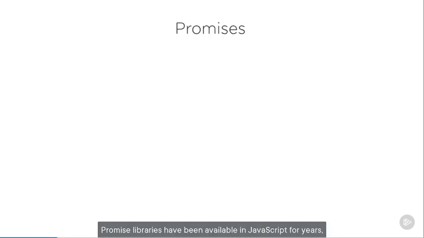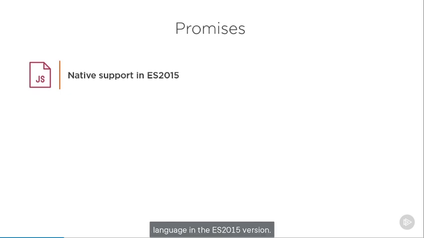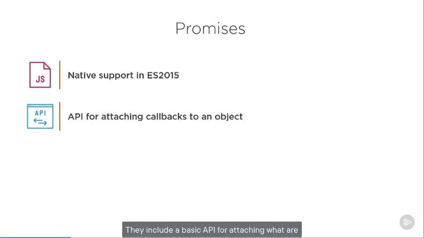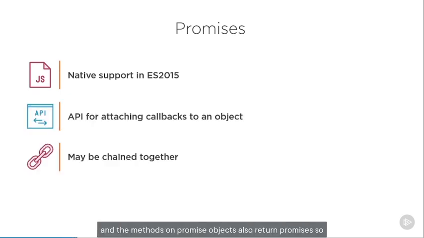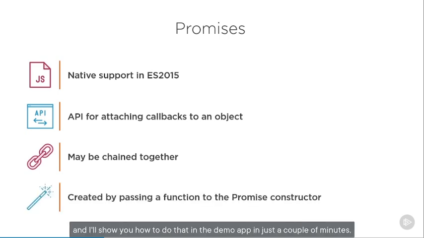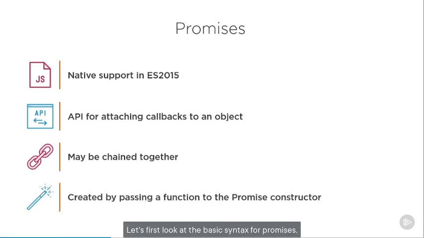Promise libraries have been available in JavaScript for years, but the feature was finally made a native part of the language in the ES 2015 version. They include a basic API for attaching what are essentially callback functions to an object, and the methods on promise objects also return promises so they can easily be chained together. I think most developers first encounter promises as the return type for some library function they're calling, but it's not terribly difficult to create your own, and I'll show you how to do that in the demo app in just a couple of minutes. Let's first look at the basic syntax for promises.